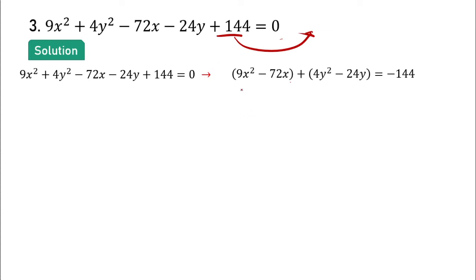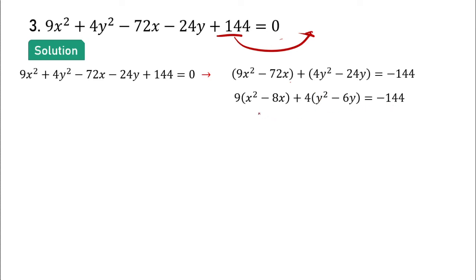Tapos, what we're going to do next is we're going to factor out 9, common between 9 and 72, and that is 9. So x squared minus 8x. Plus 4, this 4 is the common between 4 and 24. So 4 times (y squared minus 6y) equals negative 144.